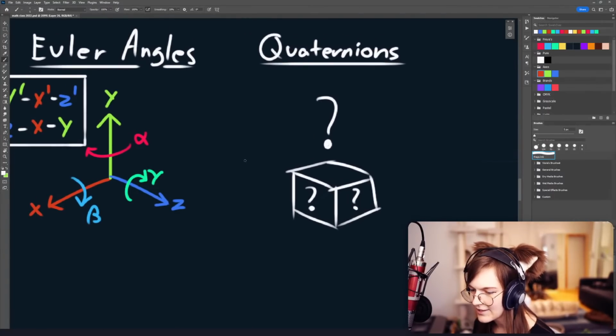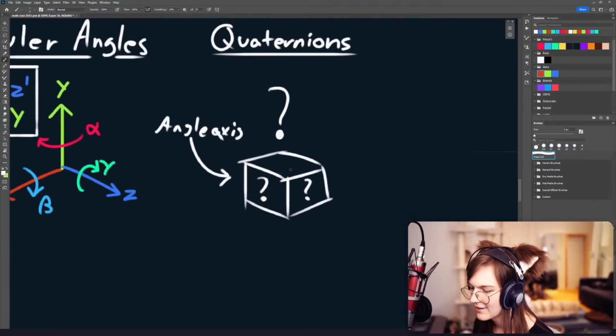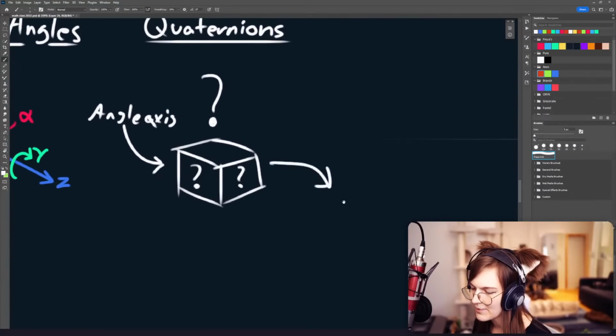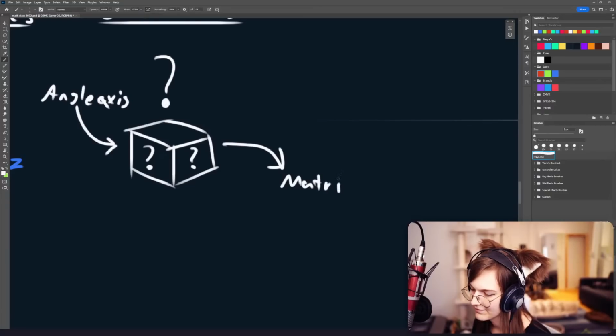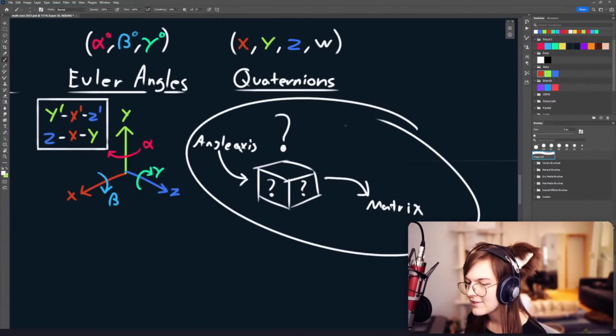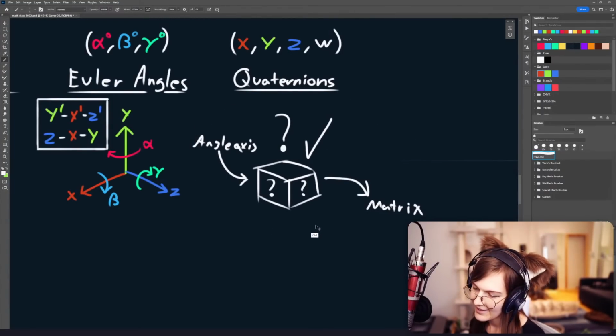So you have some representation. Maybe you have angle axis, you pass it into a quaternion, and then maybe you do some operations using the quaternion, and then you plop out a matrix from it. This is how most people use quaternions. Most people never learn what's going on in that box.